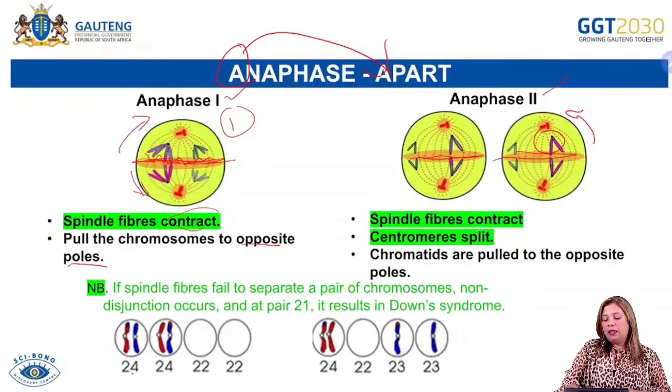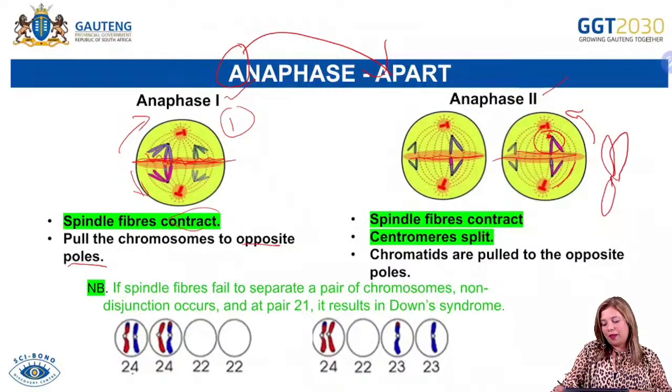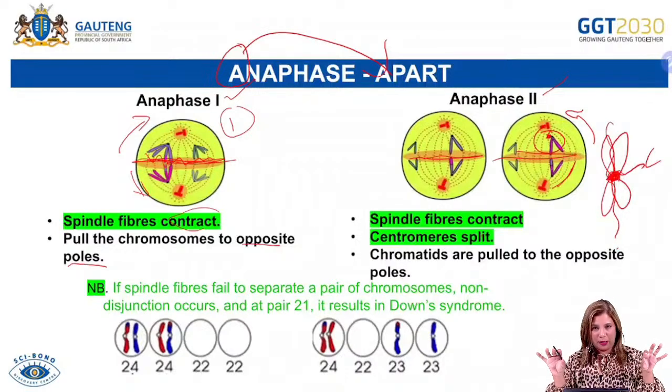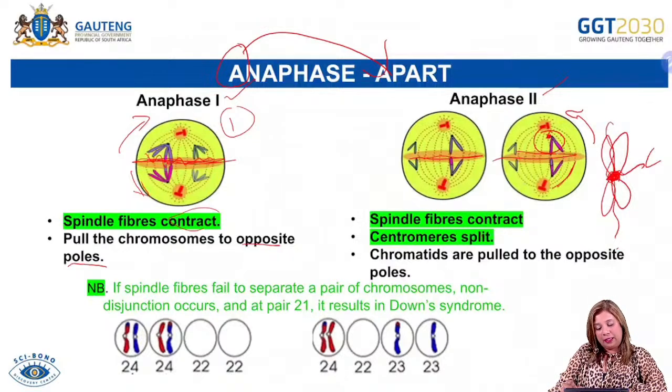In Anaphase 2, there's the spindle fibers, it's contracting. That means it's getting shorter. And the centromere is split. So where is the centromere? There is the centromere. So in a normal chromosome, I know I'm great at drawing, not, but what happens here is that the centromere splits and they separate the two chromatids and they become single threads. And that is how we can see in this diagram that they're moving to opposite poles. So that's what happens during Anaphase, okay?